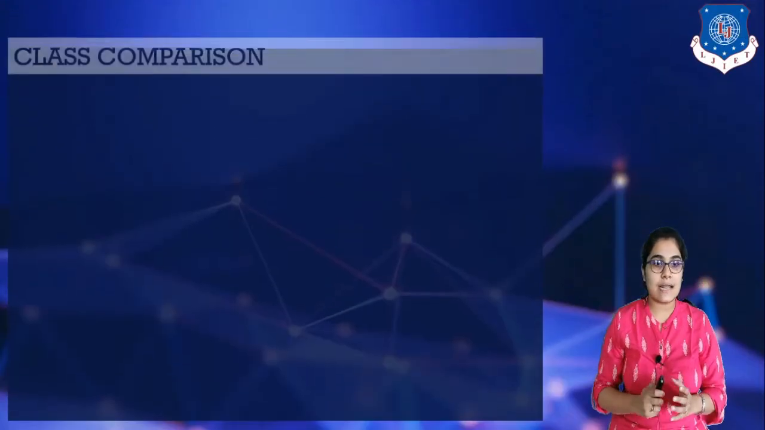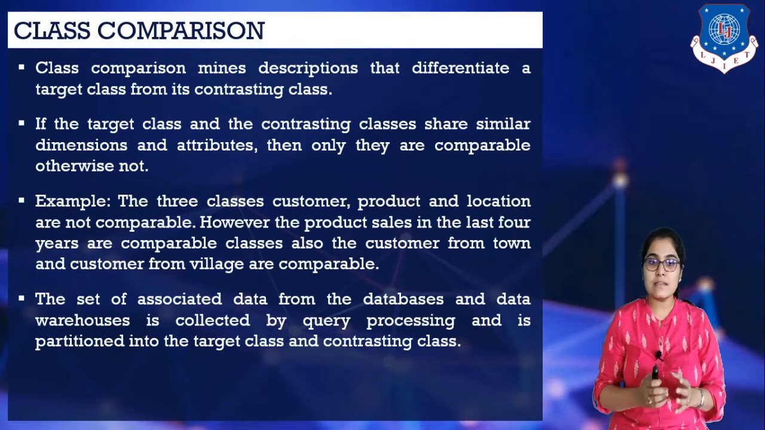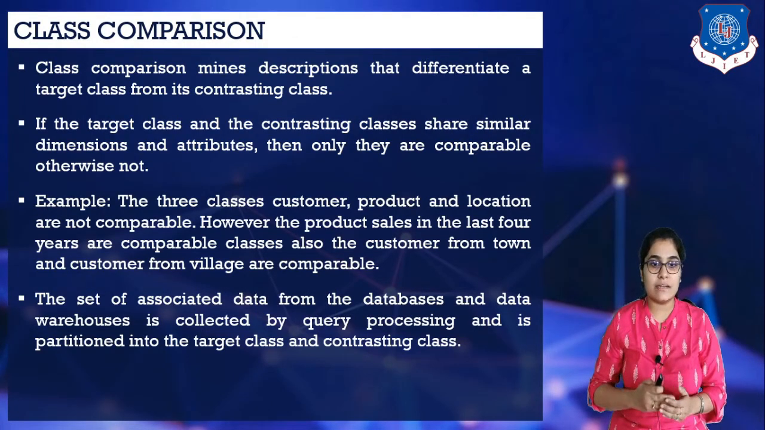Next topic is class comparison. Class comparison means descriptions that differentiate a target class from its contrasting class. If the target class and the contrasting classes share similar dimensions and attributes, then only they are comparable, otherwise not. For example, the three classes customer, product and location are not comparable because all these relations have different sets of attributes. However, the product sales in the last 4 years are comparable classes.